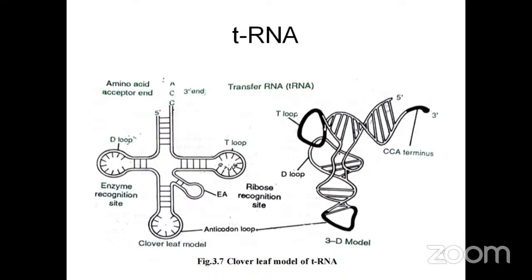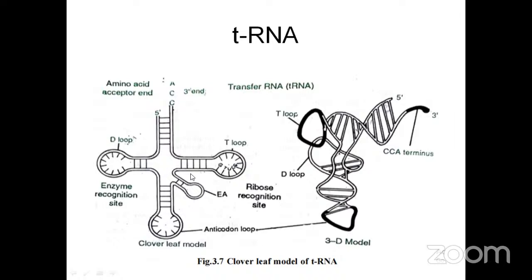Let's see the three loops. One is the D loop, the enzyme recognition site in protein synthesis. Opposite is the T loop, the ribosome recognition site. Then the anticodon loop. I will tell you about the functions of the enzyme recognition, ribosome recognition, and anticodon loops. And here the fourth one is considered extra, the extra loop. So three loops are completed, with one extra loop.